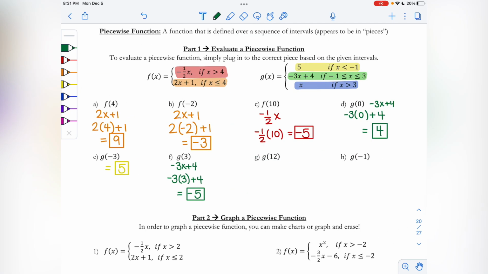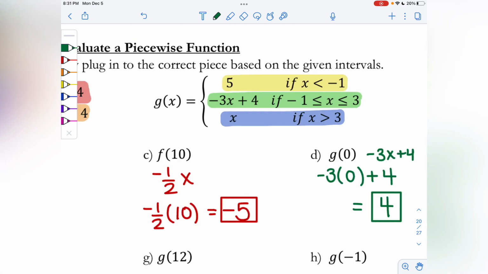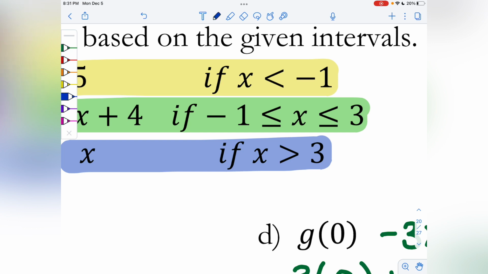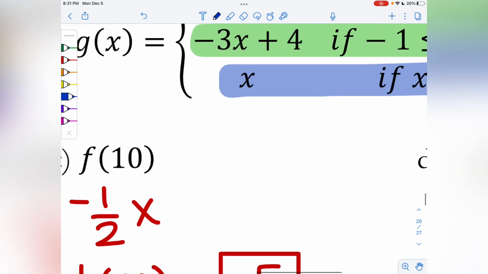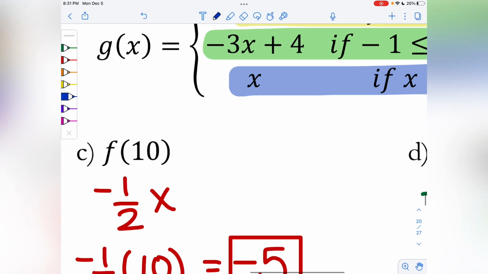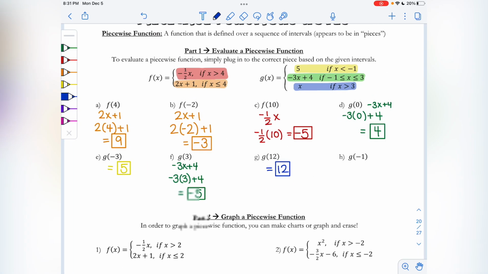Okay, moving on. g of 12. So 12 is greater than the number 3. So we are going to go into the blue function. And I plug in here, so I'm just plugging in for the number x. So the answer is just 12. x is 12. Plug it in, I get 12.